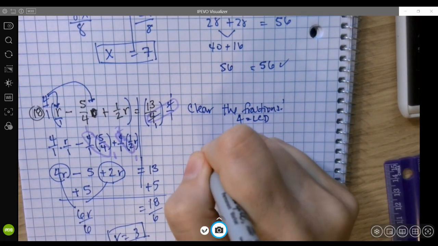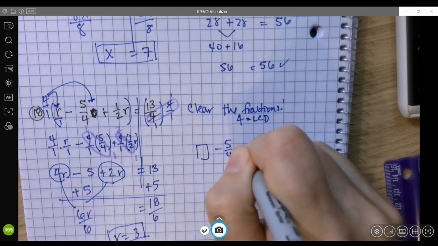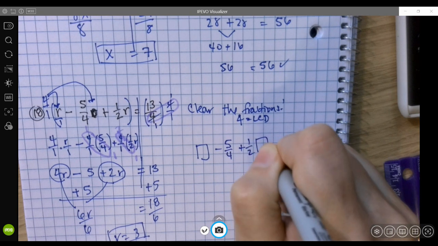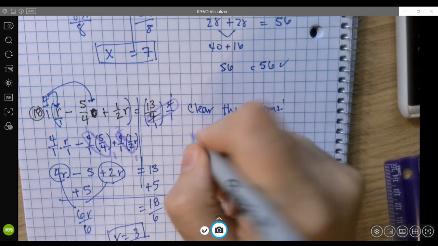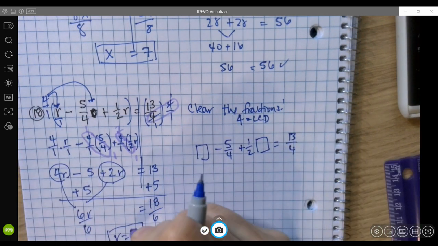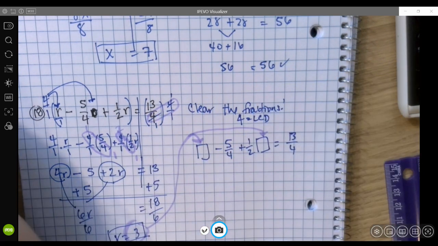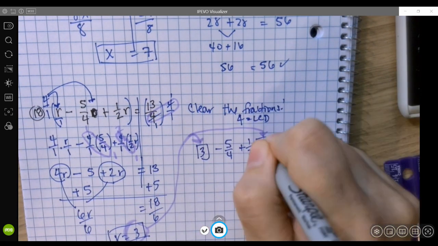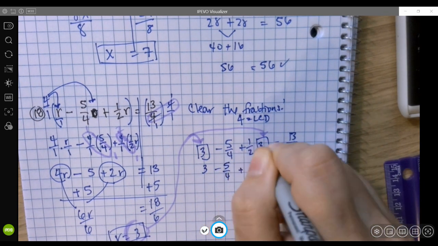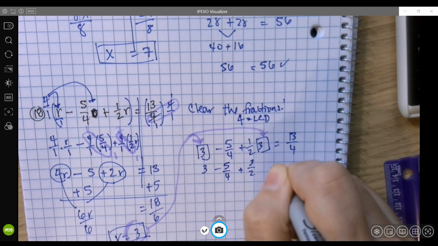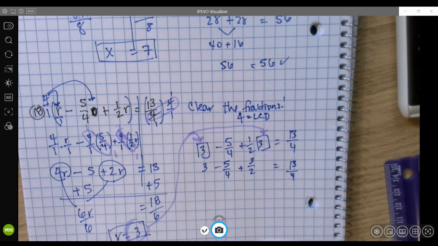And then if I were to check that, it's going to be r minus 5/4 plus half of r equals 13/4. Remember, r is 3, so I'm going to put in this number every place I see r in my original equation. So I'm going to put 3 here, and I'm going to put 3 here. So I've got 3 minus 5/4 plus 1/2 times 3 is 3/2 equals 13/4. Okay. This is a little bit unpleasant, but it's not too bad.